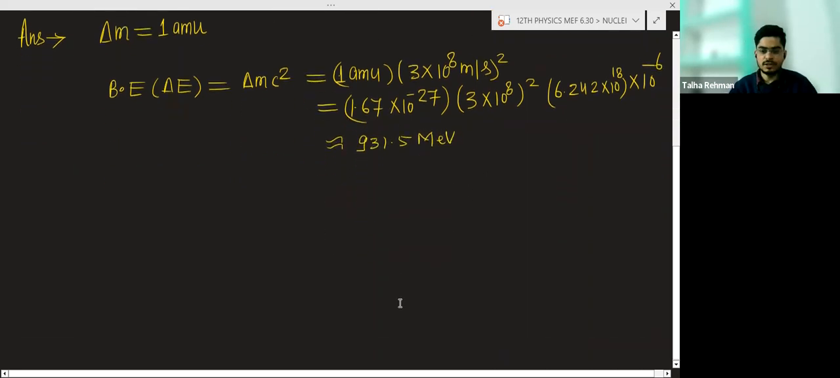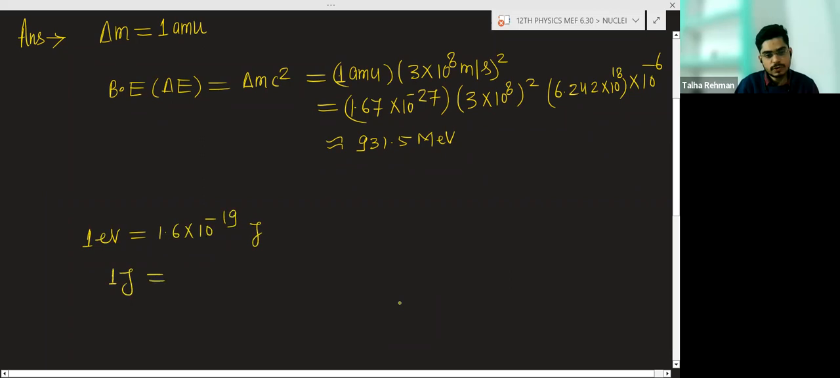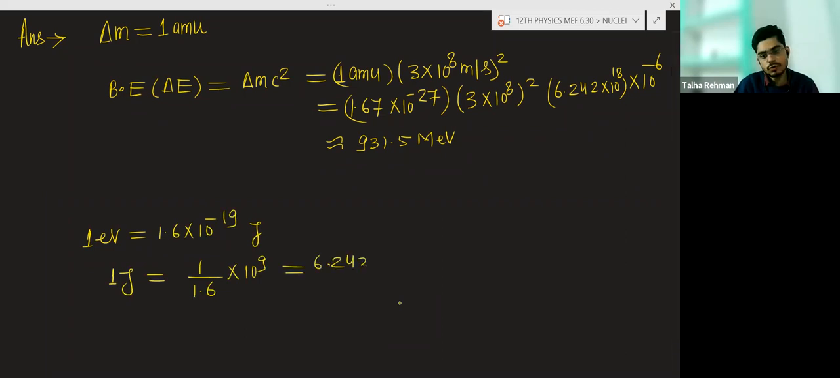And you can convert in this form also, means in 1 electron volt, there are 1.6 into 10 to the power minus 19 joule. So when you convert now 1 joule, it will be 1 upon 1.6 into 10 to the power 19. So basically it will be approximately equal to 6.242 into 10 to the power 18.